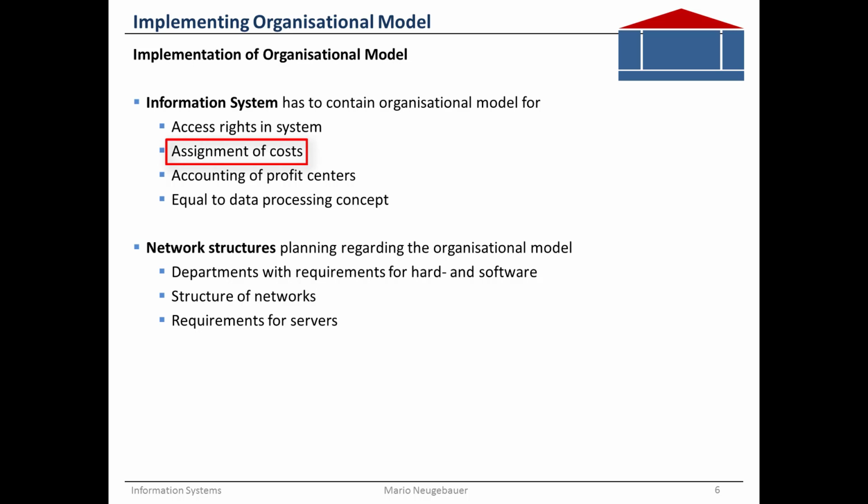And then you also have the assignments of costs, so things which you produce with the help of your information systems, like documents, or you have certain products, certain services which are produced and then mapped to your information system, and then you assign the corresponding costs, and this also leads to a mapping to your organizational model. So that you, for example, assign some costs to a certain department, and this department then takes it from its budget.